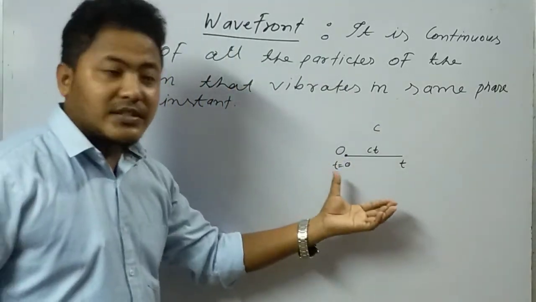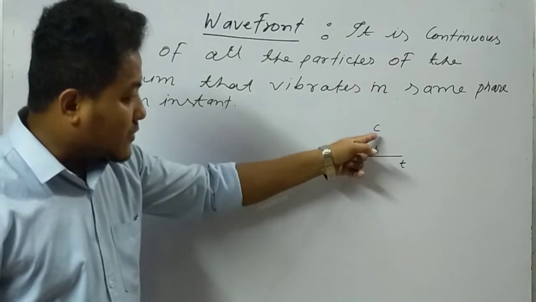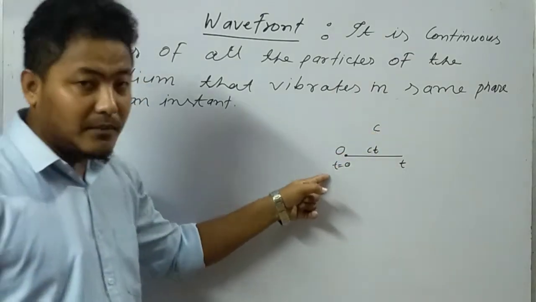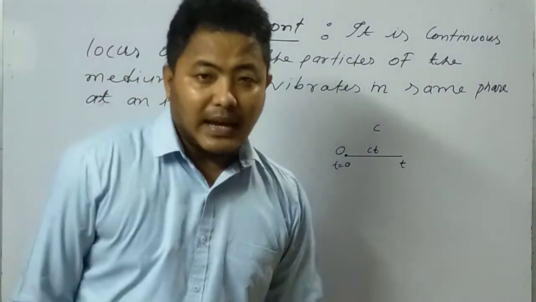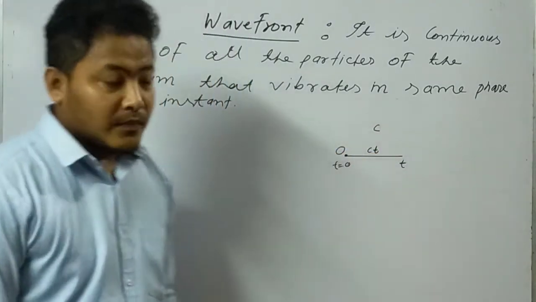How much distance are they traveling? This is called the ct distance. How have we found this? We have multiplied speed into time, hence we have got the adequate distance traveled by this particular point.